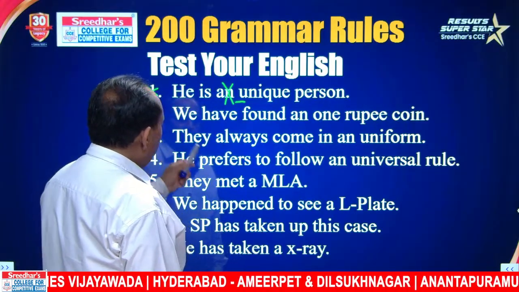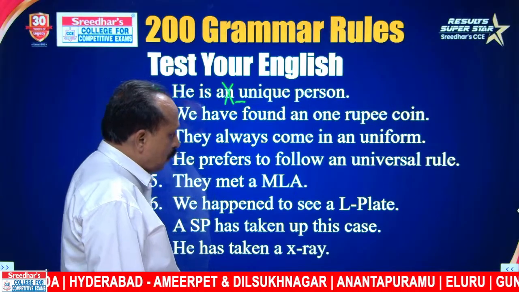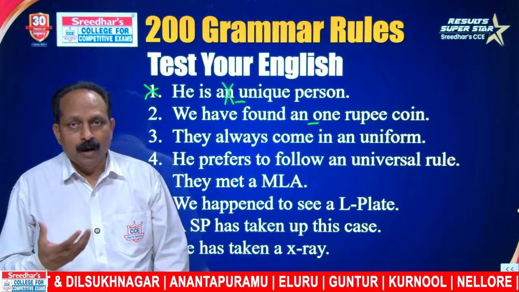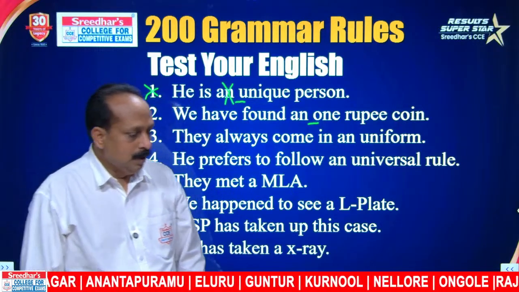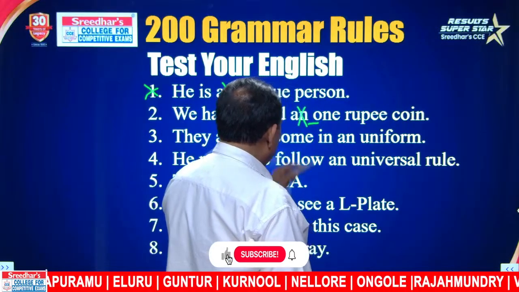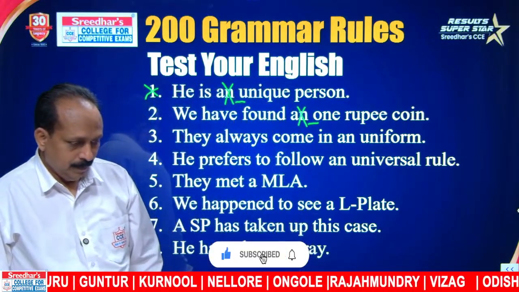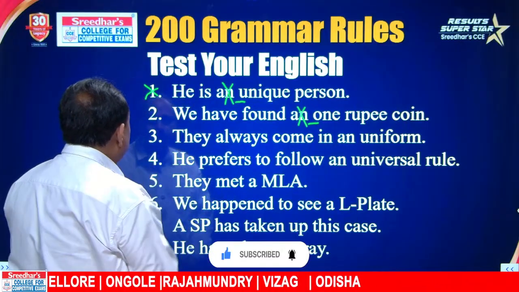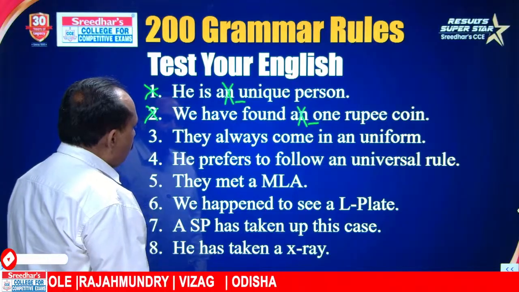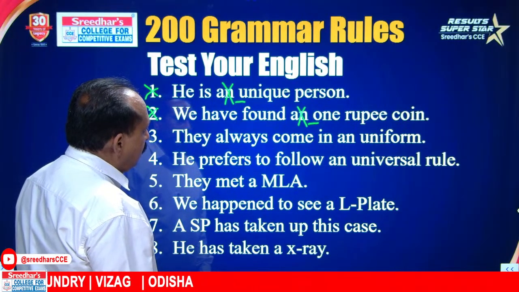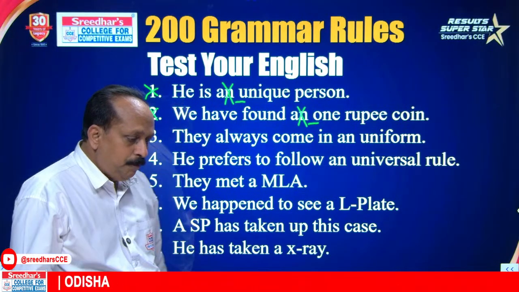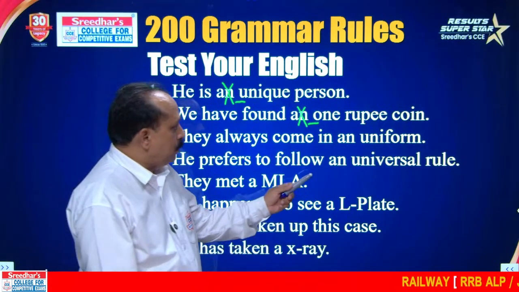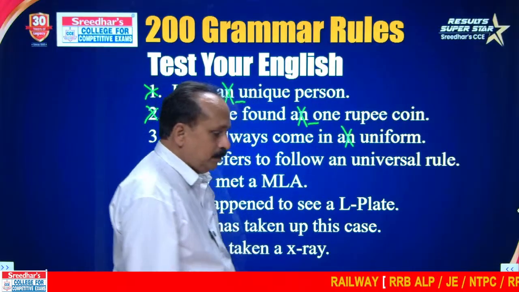Coming to the next one, we have found an 1 rupee coin. This also has a wun sound. That's a consonantal sound. Based on that, we should not say an 1 rupee coin. Sentence number 3. They always come in an uniform. Uniform, ya sound. Then we cannot say an, a uniform.